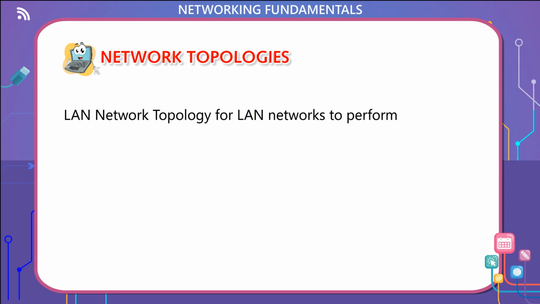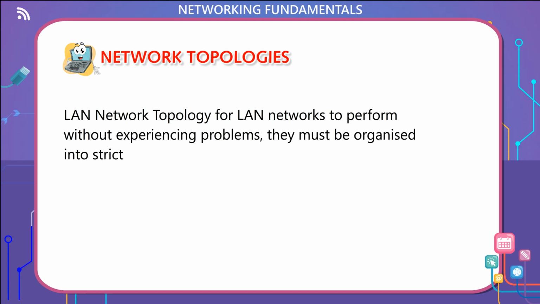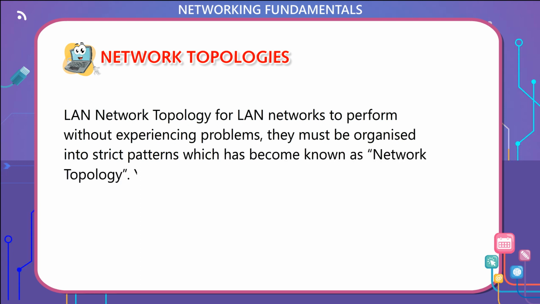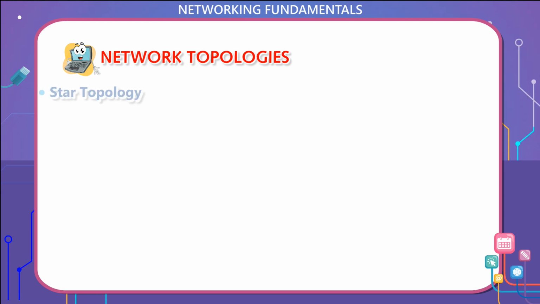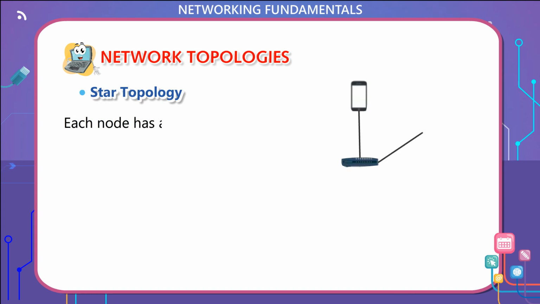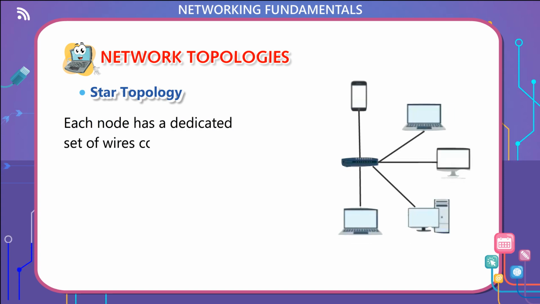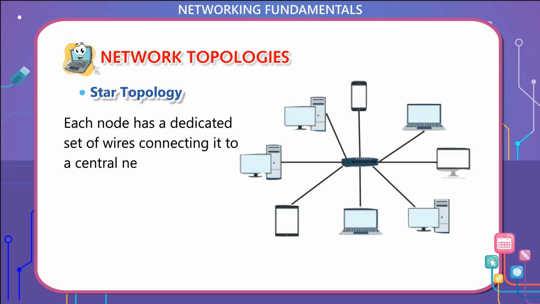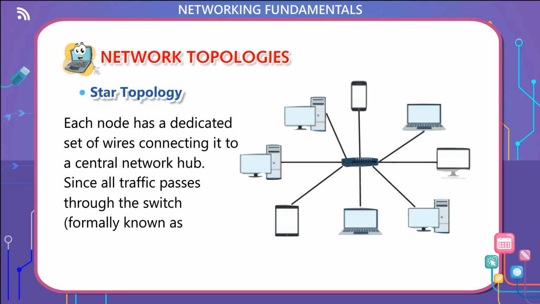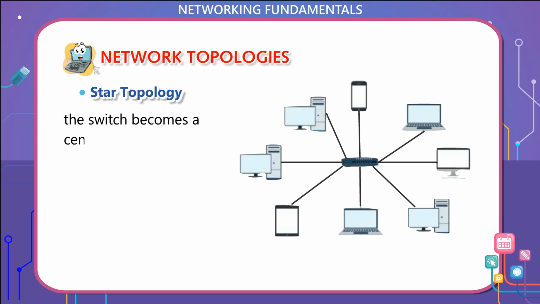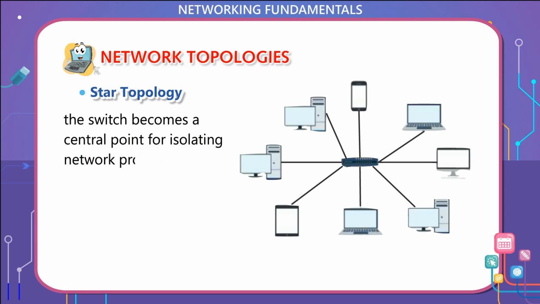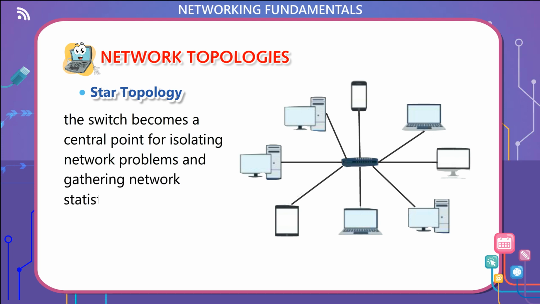For LAN networks to perform without experiencing problems, they must be organized into strict patterns, which has become known as network topology. You can connect nodes, cables, and peripherals in a star topology. Each node has a dedicated set of wires connecting it to a central network hub. Since all traffic passes through the switch, formerly known as a hub, the switch becomes a central point for isolating network problems and gathering network statistics.